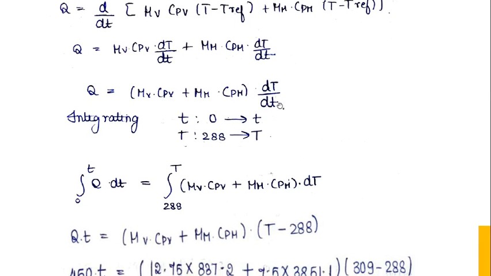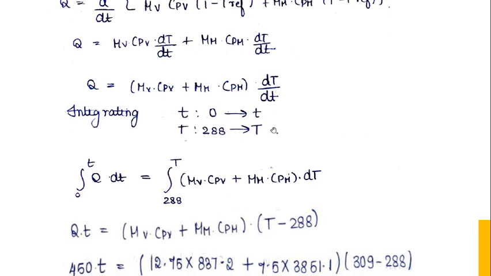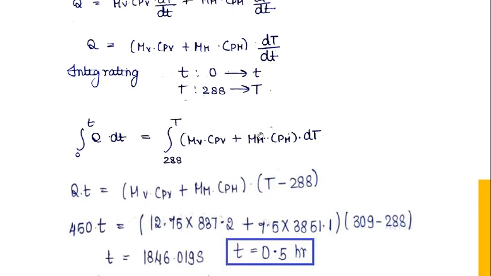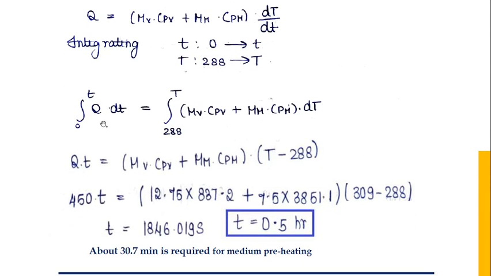We'll have to integrate. When we integrate, let's look at the limits. At t equal to 0, the temperature is 288. At t equal to t, the temperature is T. Even though I know the final temperature required, let me keep it as a variable. Later we can substitute and find the solution. Right, here is the solution.